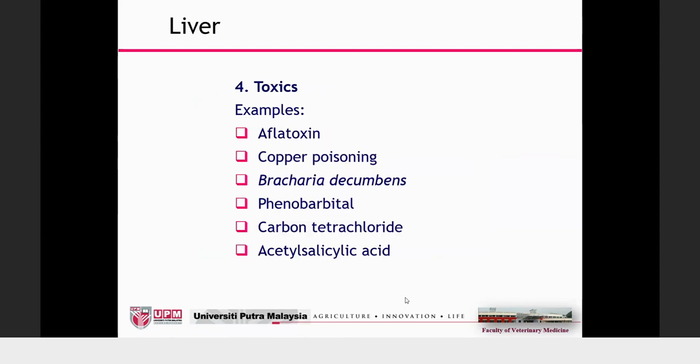Then we have toxins, non-infectious. The most common ones, of course, are copper poisoning and Brachiaria decumbens toxicity. Copper poisoning and Brachiaria are sometimes about the same, but those two are very important. Then, of course, aflatoxin also, as a result of fungi. And toxins could also be a result of drug use, particularly pentobarbital, carbon tetrachloride, and acetylsalicylic acid. So these all can be toxic to the liver.